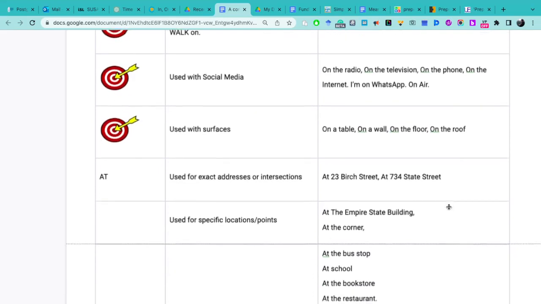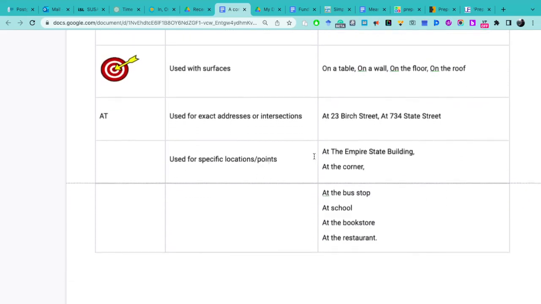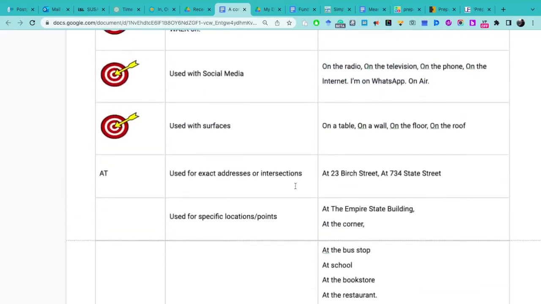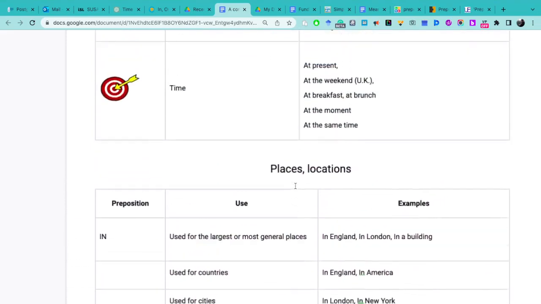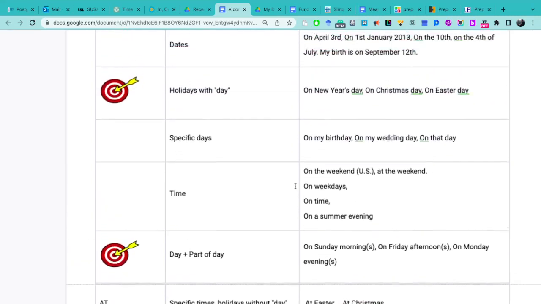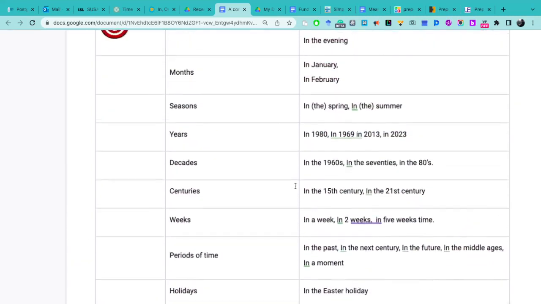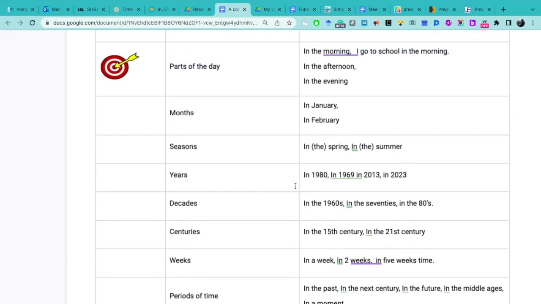So it's more specific. For specific locations, or locations that are really famous, that everybody knows, that are like the benchmark of a place, we also use the preposition at: at the Empire State Building, with phrases like at the corner, at the bus stop, at school, at the bookstore, at the restaurant. She's at the restaurant right now. So this is the explanation of the prepositions of place and time, in, on, and at. I think I summarized most of the uses that they have.